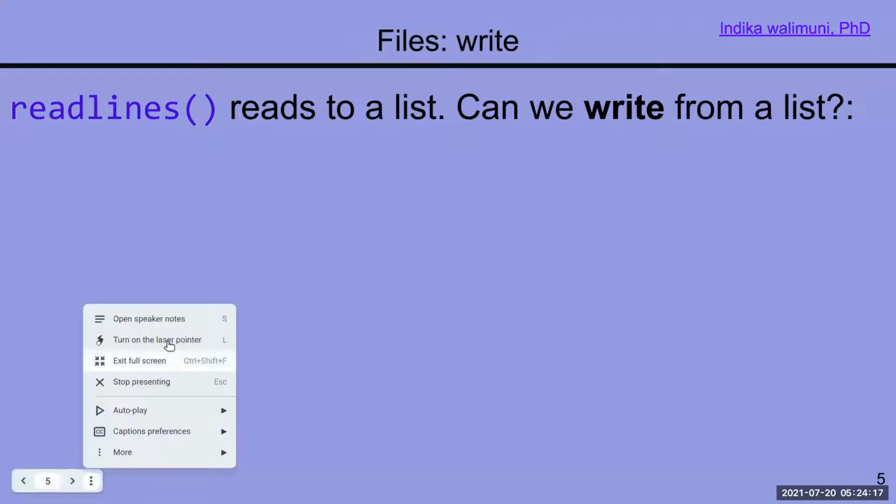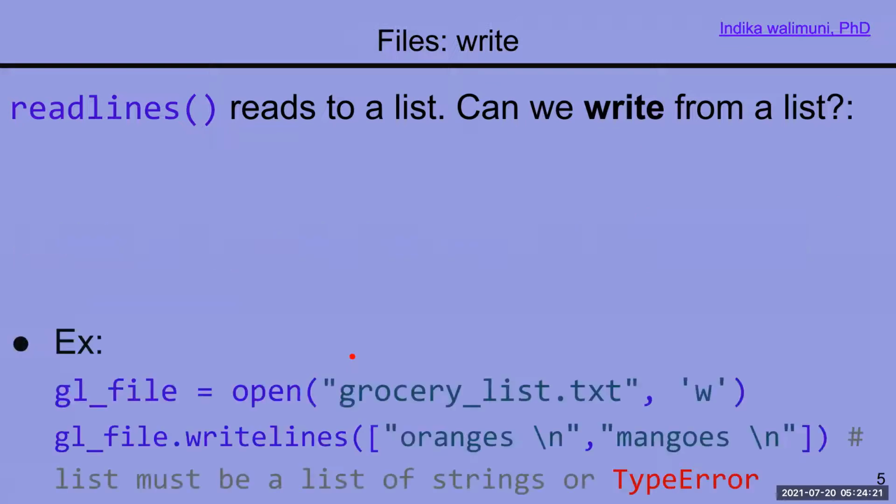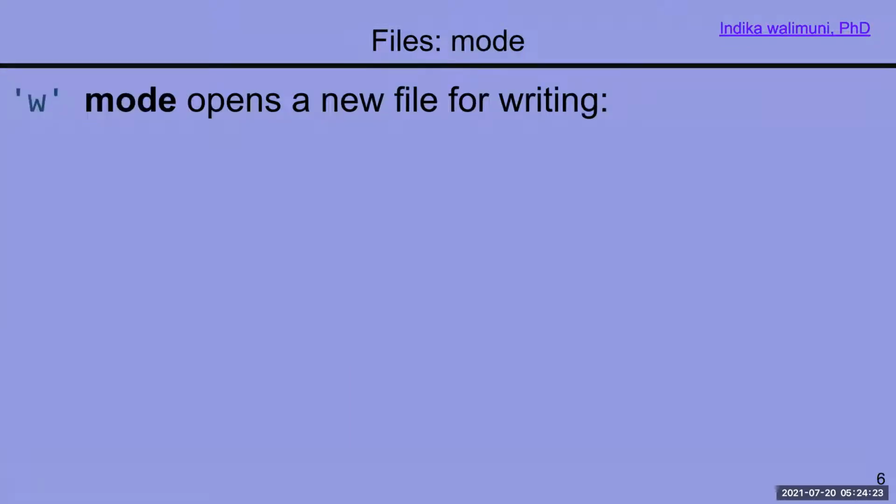So next slide. Okay, so we just learned that W mode opens a new file for writing. But we also saw that it overrides the existing file. That's an unsafe operation, right? So you may basically destroy your data because once you open a file with W mode, it's going to override the existing one. So you will lose data.